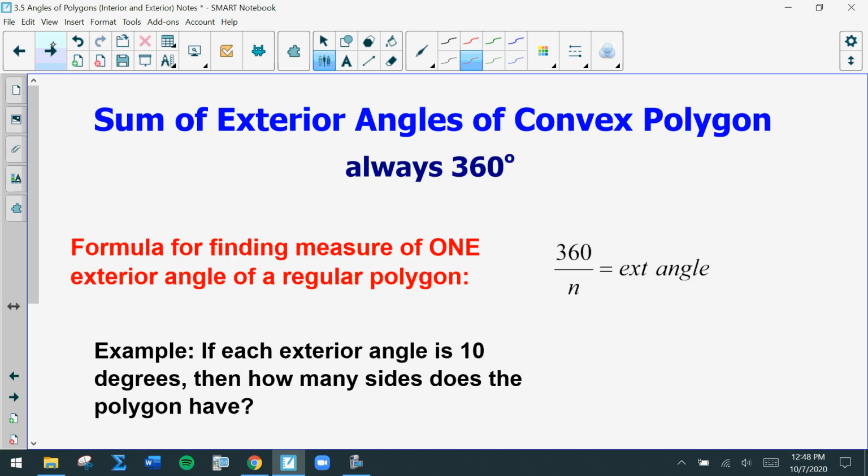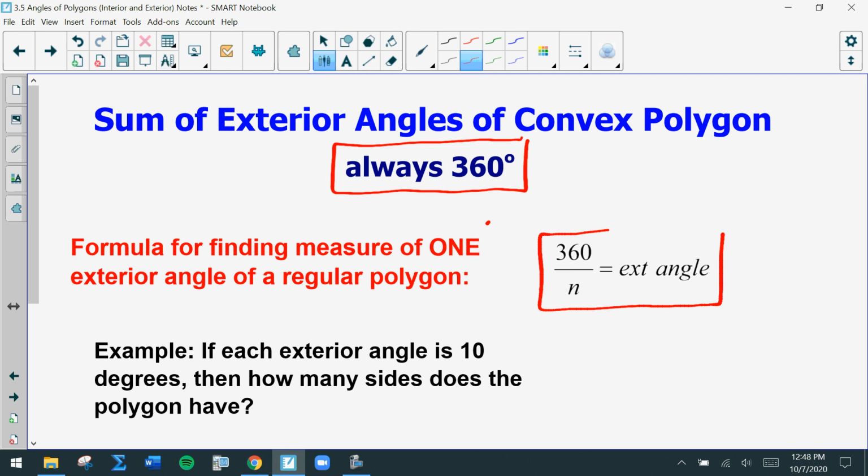So, moral of the story, the sum of the exterior angles of a convex polygon always equals 360 degrees. So this is a fact that we should just know, okay? And so if you were finding the measure of one exterior angle of a regular polygon, we can say 360 divided by n, the number of sides, equals the exterior angle. So that's another formula that we can look at.